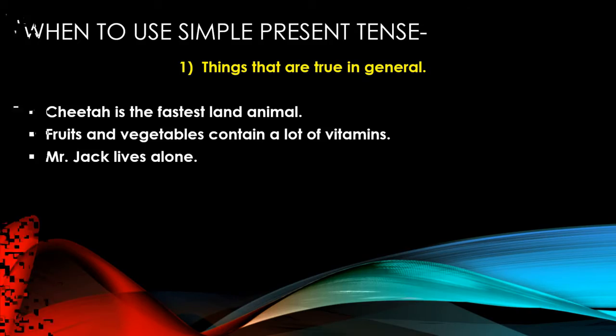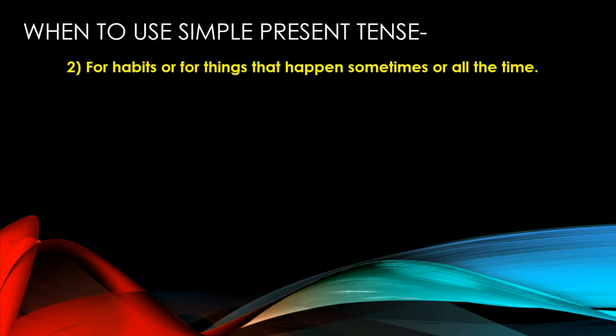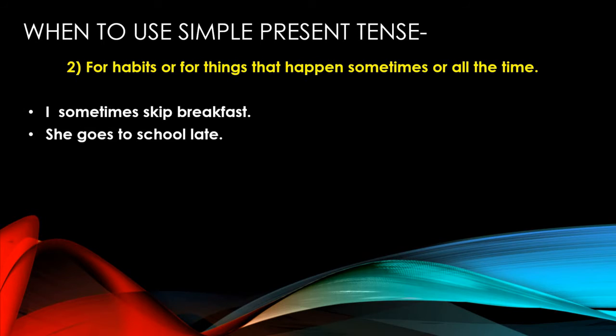For habits, or for things that happen sometimes or all the time, we will use simple present tense. Example, I sometimes skip breakfast, which is not good, right? Next, she goes to school late, which is also not correct. Okay, so these are a few sentences. As you can see, these are some habits or things you sometimes do. So that's why we are going to use simple present. Last, we have another example. Mr. Jack always visits his grandchildren.